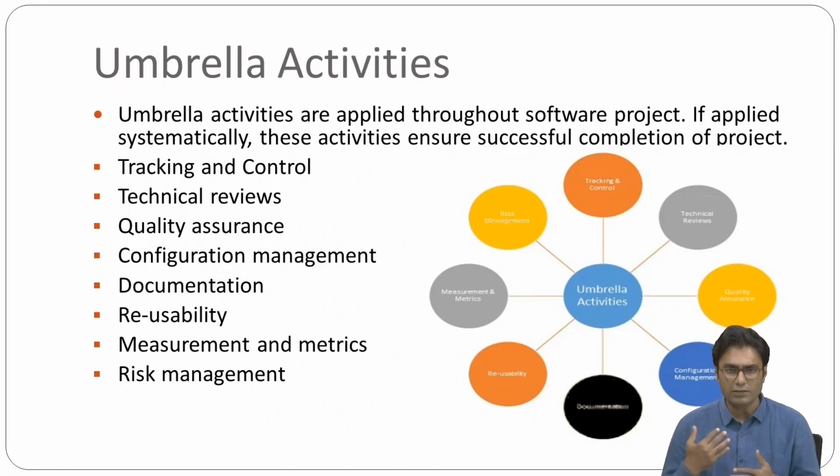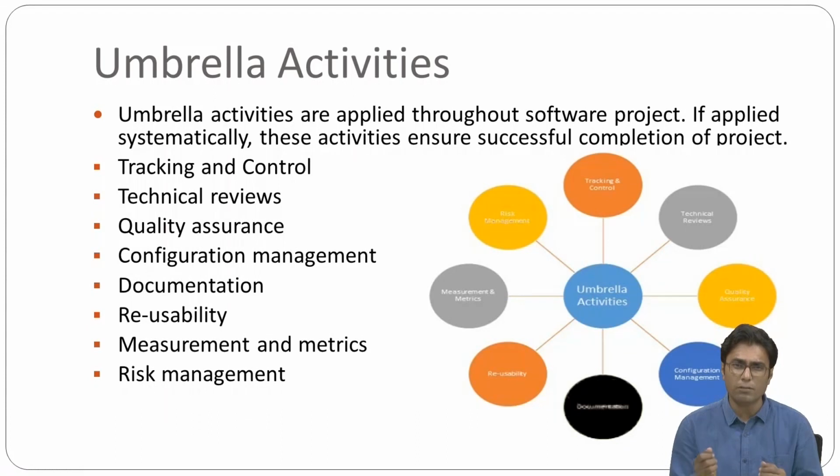So in these activities we have tracking and control, then we have technical reviews, we have quality assurance, then you can see on your screen configuration management, then we will have documentation, then reusability, then measurement and metrics, then risk management. You can see a diagram also on your screen. So now let's define each activity in brief. So we will start with tracking and control.